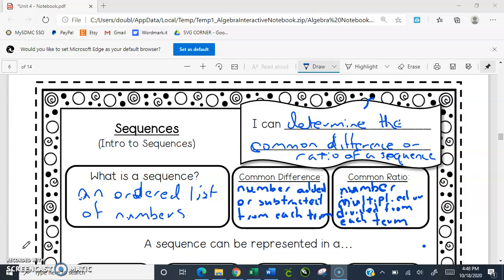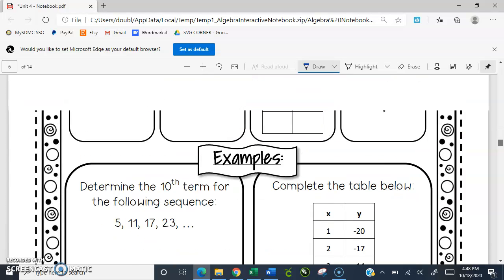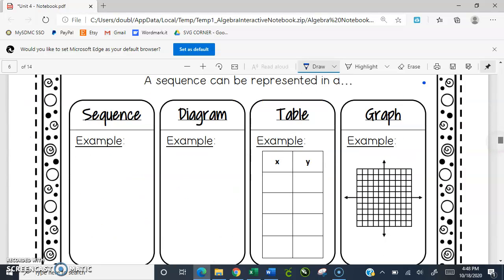Okay. And what is a sequence? A sequence is an ordered list of numbers. And there's a common difference and a common ratio. The common difference is the numbers being added or subtracted to each term, and the common ratio is the numbers multiplied or divided to each term. Okay, so make sure you pause and write all that down before we get to our examples.